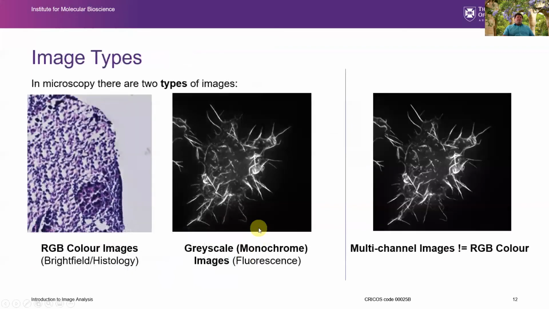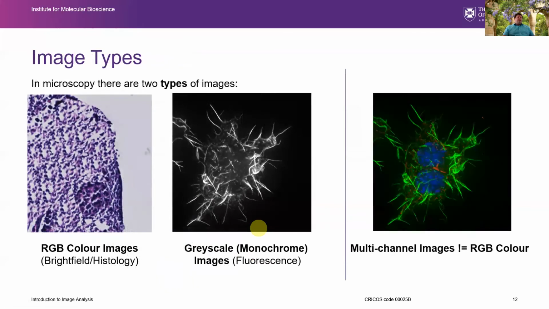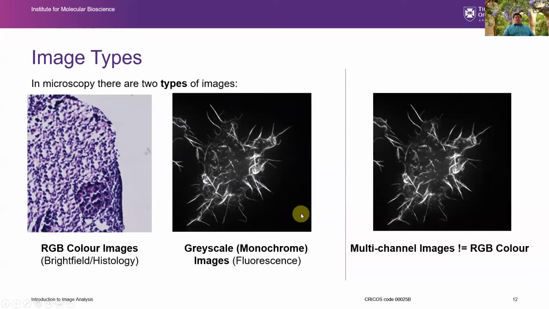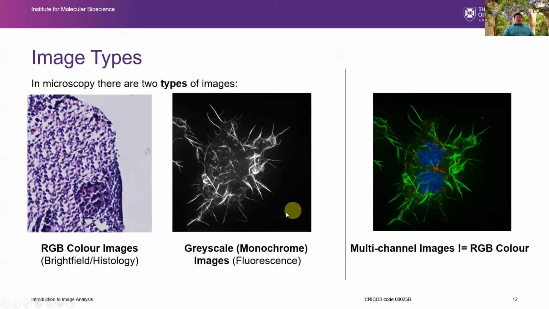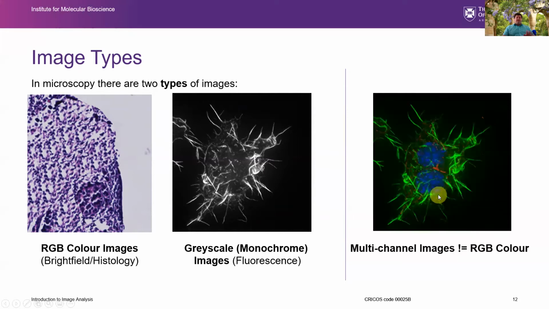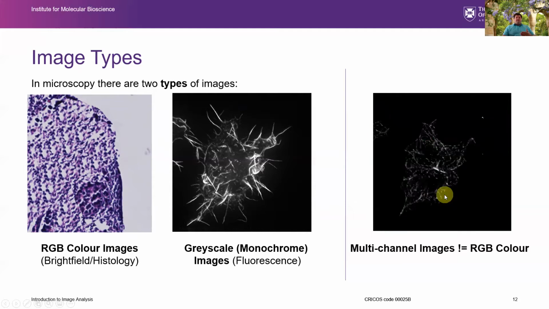There are two main types of images that we'll take on the microscopes. There are RGB color images, and these are good for capturing histology and bright field images, and we capture them with color cameras. Or we capture in grayscale or monochrome for our fluorescence. Now we can have multiple fluorescence images that we take as 3 or 4 or however many channels of monochrome, and then combine them to see multiple colors, but this isn't an RGB color image, it's different.